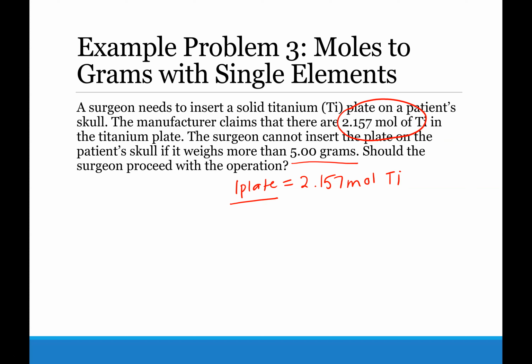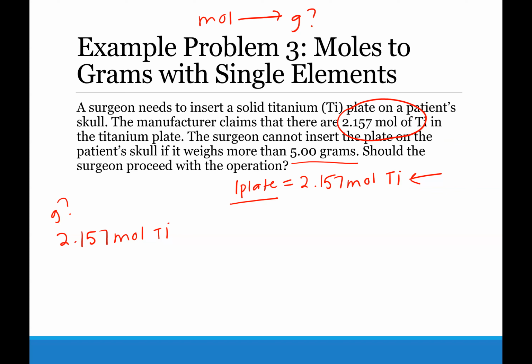So the surgeon is not weighing in units of moles. The surgeon is weighing in units of grams. So we need to convert from moles to grams. That way the surgeon can understand whether the operation needs to not proceed or proceed. So rewriting what we know here, 2.157 moles of titanium, and we need to go to grams.